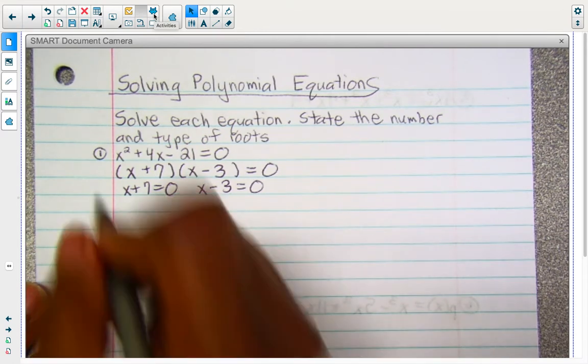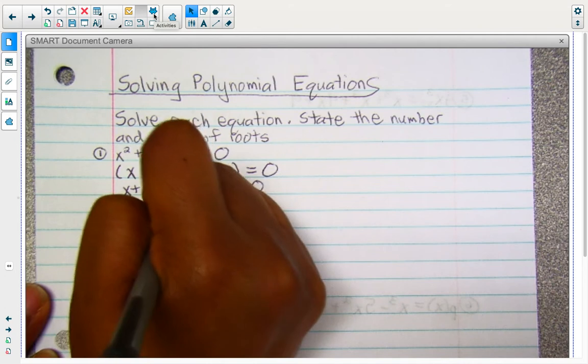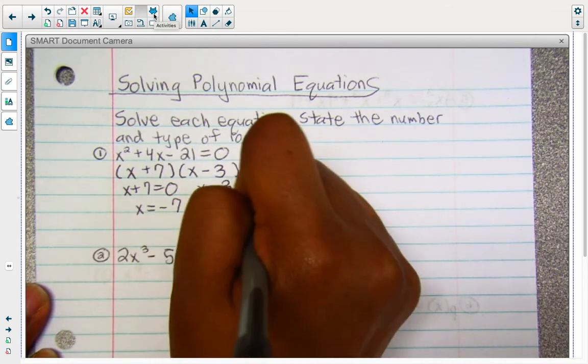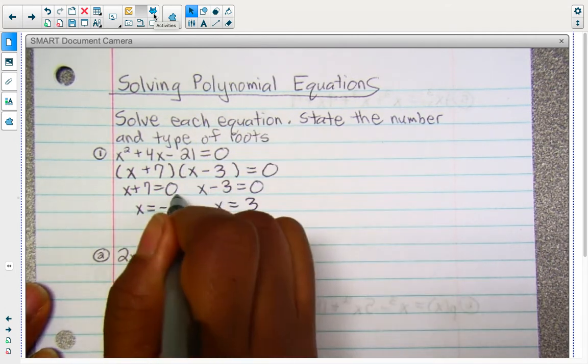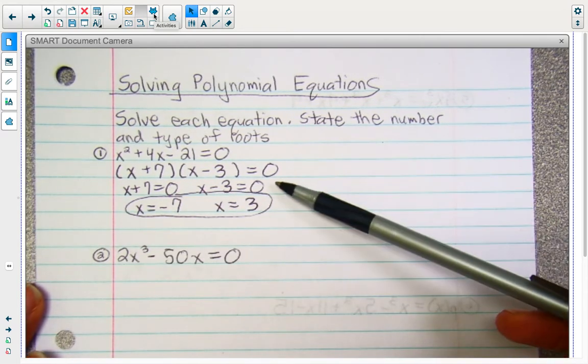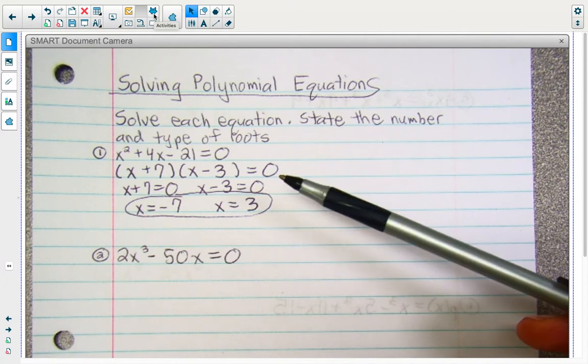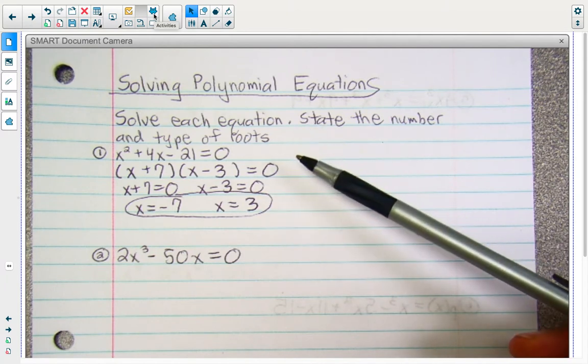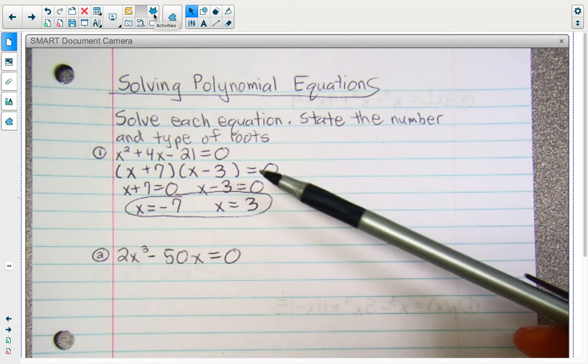We got 5 different ways. Subtract 7 from both sides. I got negative 7. And I got positive 3. So these are our solutions. So you did not have to factor this one. We got 5 different ways. I chose to factor because I knew it could be factored and I thought factoring was easier. If you want to graph it, see where it crosses the x-axis, terrific.